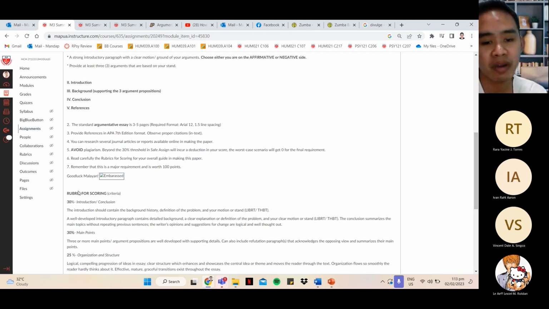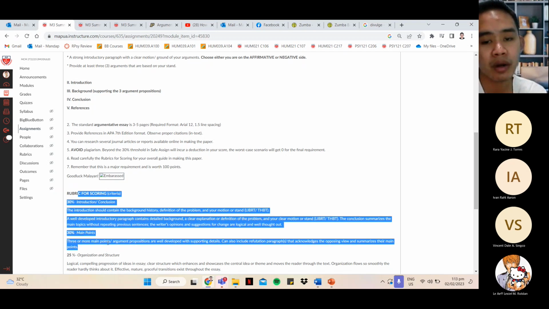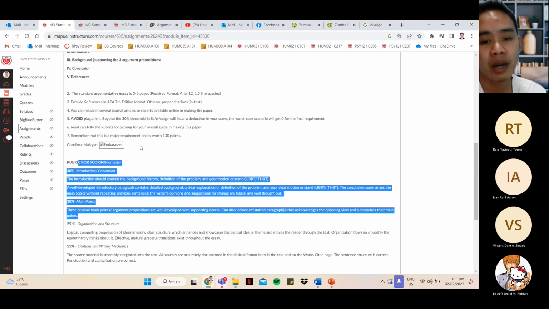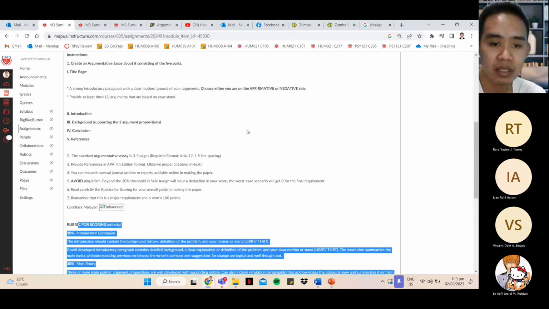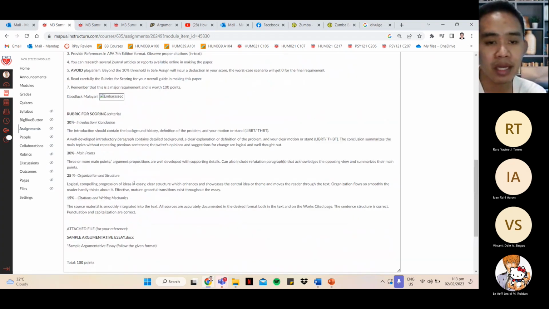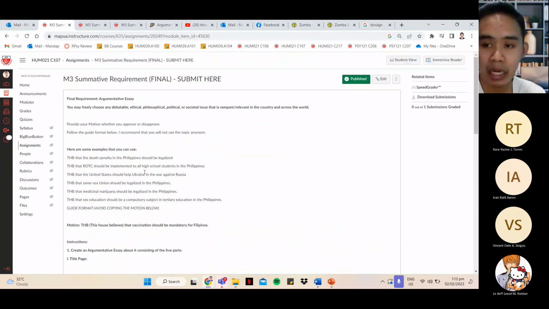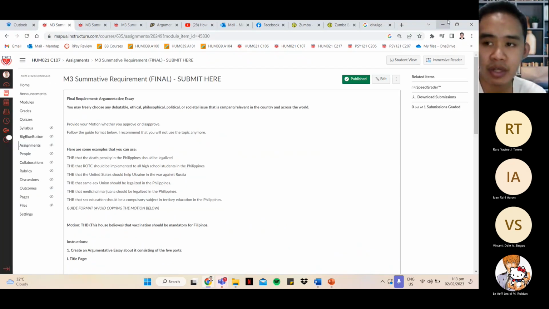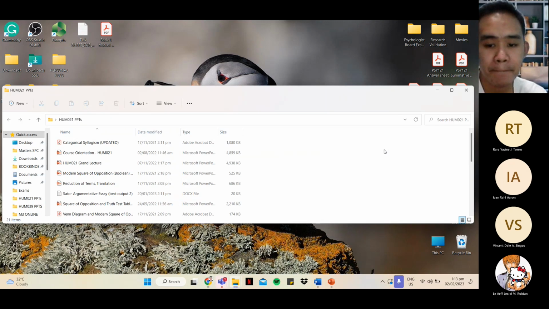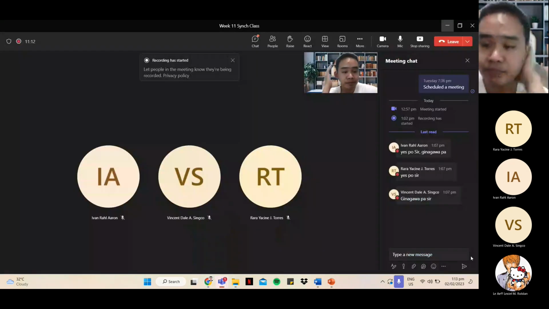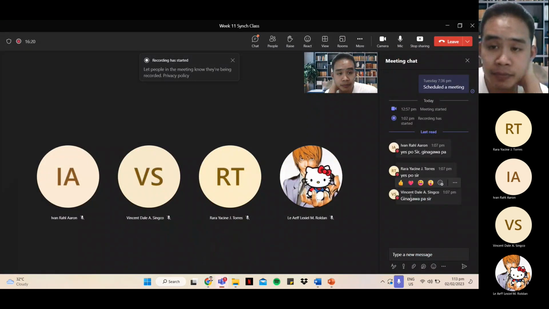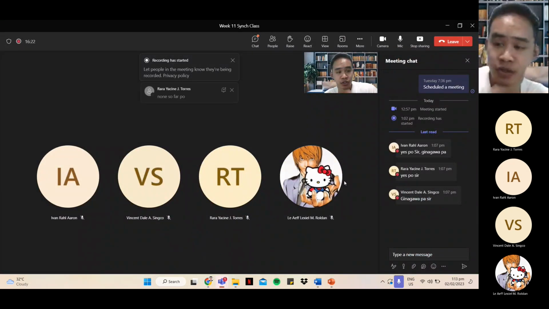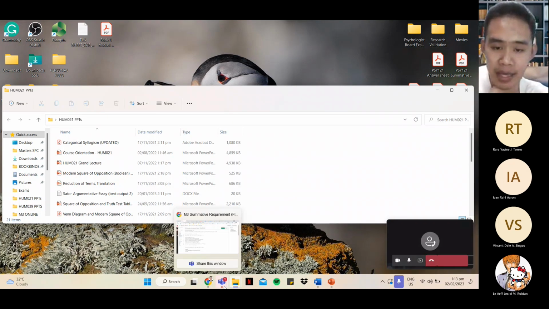So read carefully these rubrics here for your guide, no, in creating the paper. Remember that this is a major requirement and is 100 points. Okay, 100 points siya. The deadline will be on February 10. I think it's February 10. Clear? Questions so far? Questions on the paper? You have any questions or concerns? None so far. Okay. All right.